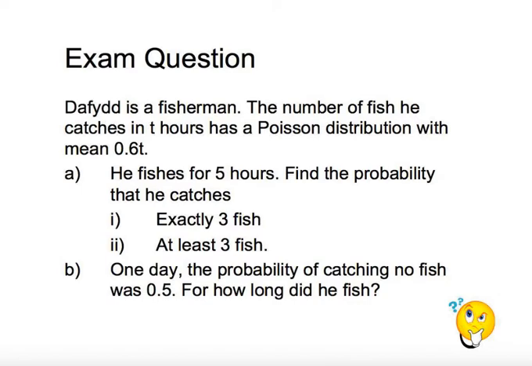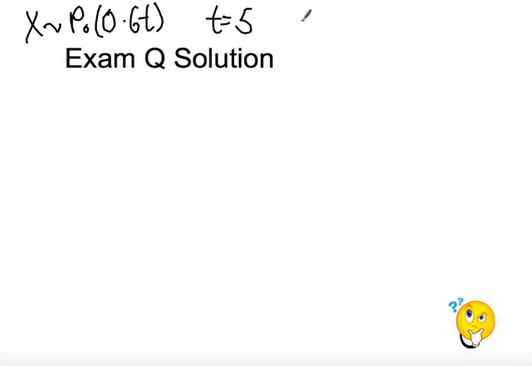Okay, so let's have a look at the answer to this. We were told X is a distribution, Poisson mean 0.6T, and we're told that the T time is 5 hours. So this leads to X being distributed with a Poisson mean 0.6 times 5, Poisson mean of 3. So a couple of marks for that first part, and it's important, as with the binomial, that we always state the distribution. It wasn't too tricky in the end, I don't think. Once you've done that, though, the rest of the question is quite straightforward.